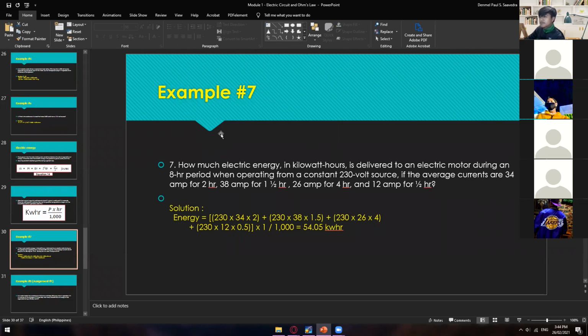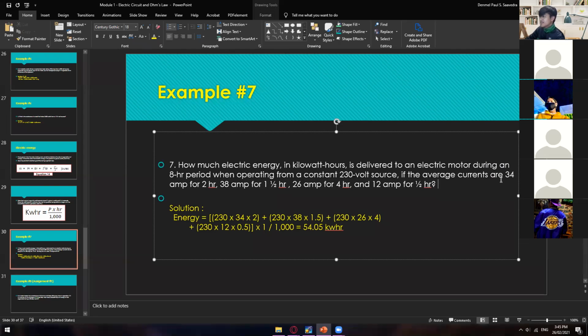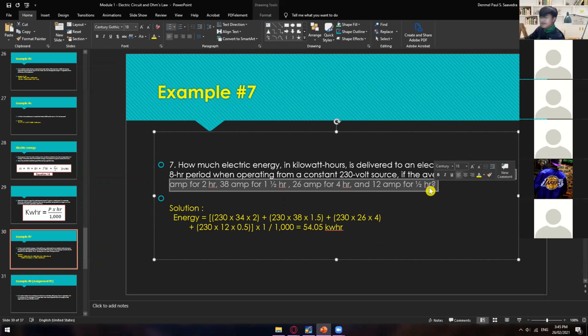We have here example number 7. How much electric energy in kilowatt hours is delivered to an electric motor during an 8-hour period when operating from a constant 230 volt source, if the average currents are 34 amps for 2 hours, 38 amps for 1.5 hours, 26 amps for 4 hours, and 12 amps for half an hour? Let's just imagine that those currents are different loadings or different appliances.